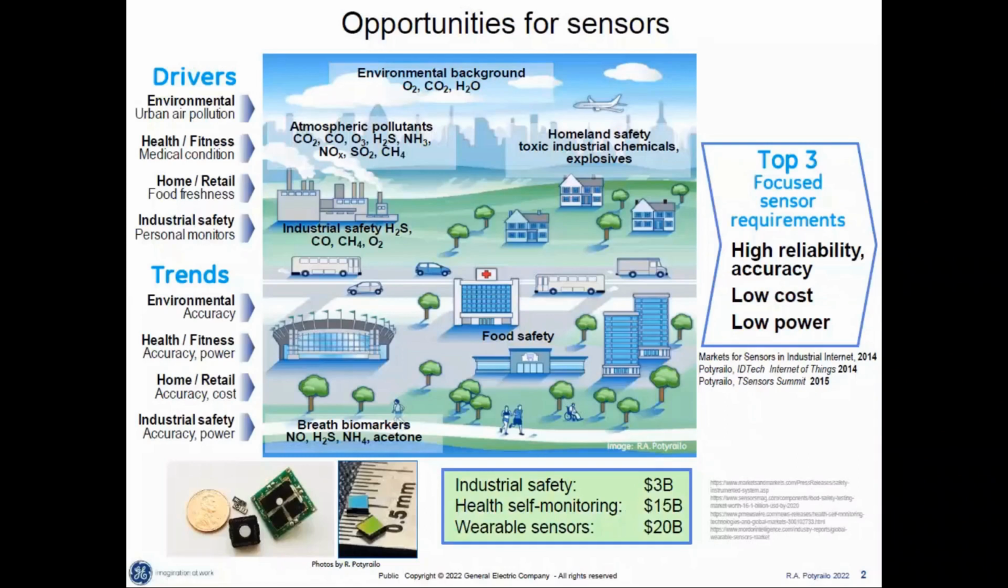The reason that we're doing that is that, as you saw in previous talks, there are many volatiles that people would like to do the measurements of. And I'm talking about that as opportunities for sensors or in general for detectors. You can see that the drivers and trends are related to different types of industries. And for the trends, accuracy keeps on coming again and again and again. Over time, that means you need to be accurate over long periods of time, as long as the maintenance cycle is. And the markets are quite significant. You can see they are in billions of dollars.